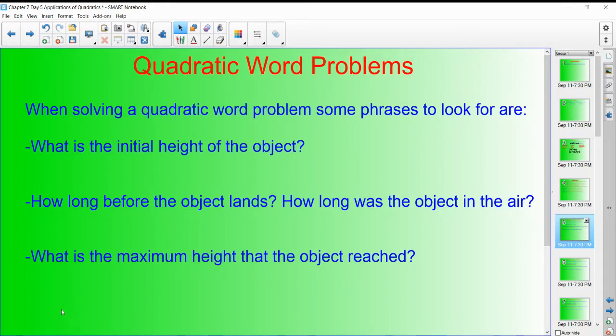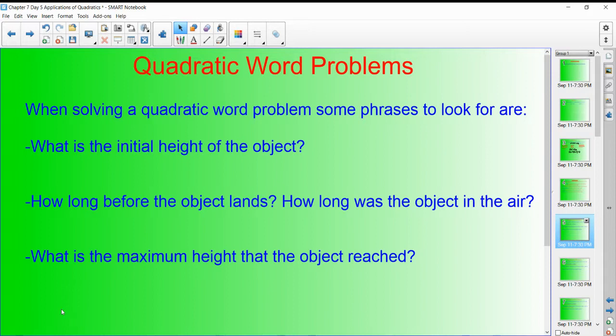Okay, quadratic word problems. There are certain phrases. Any problems that generally deal with gravity are quadratic. Maybe you took a physics class and you learned that there's a negative 1/2 at squared. Okay, when I see x squared or t squared, I know that we're dealing with quadratics.